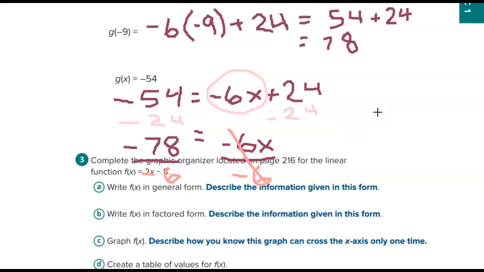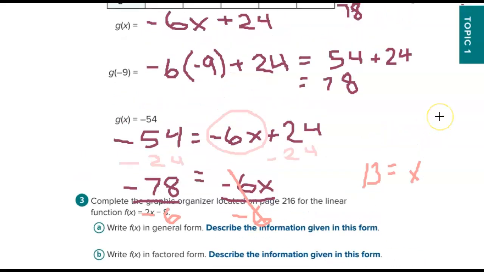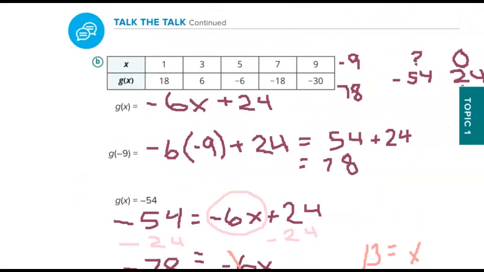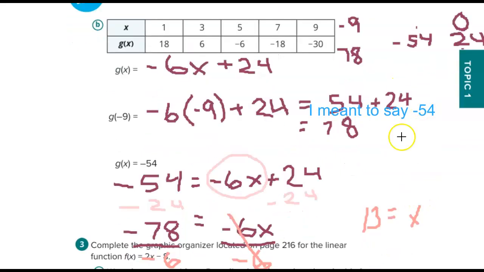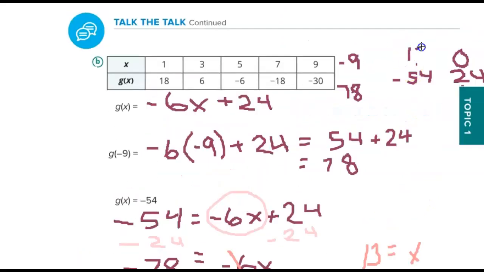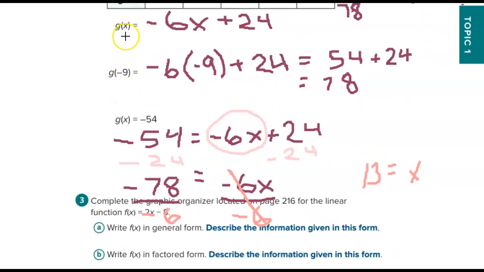And that is going to mean that 13, because that's what negative 78 divided by negative 6 is, equals x. And what we've just figured out is that when y, or g of x, is -54, our input, or our x value, is 13. And so we have successfully addressed all of these prompts in this section.